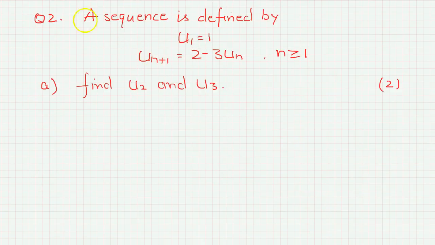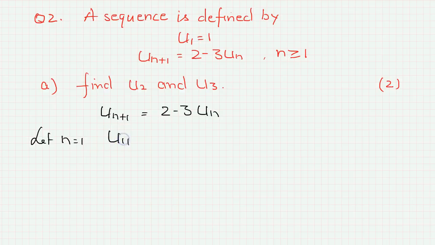Question number 2: a sequence is defined by u1 is equal to 1 and u(n+1) is equal to 2 minus 3un, where n is greater than or equal to 1. Part A is find u2 and u3. This question is of 2 marks. So let's solve it. u(n+1) is equal to 2 minus 3un. Let's say n is equal to 1.